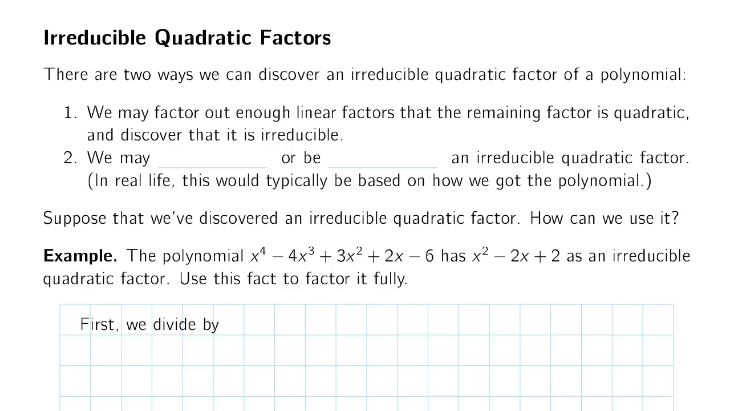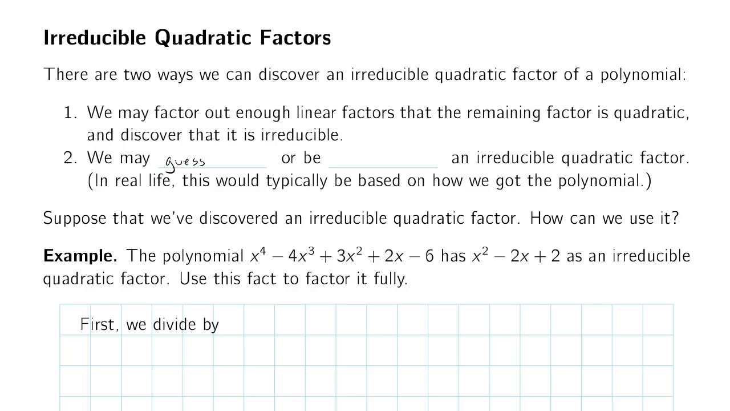Okay, so if we have a polynomial, we know ways to find linear factors, at least linear factors with rational coefficients. How would we find irreducible quadratic factors? Well, one way is we factor out linear factors until all that's left is a quadratic, and then we discover that that quadratic is irreducible. The other way to find irreducible quadratic factors is that we might guess them.